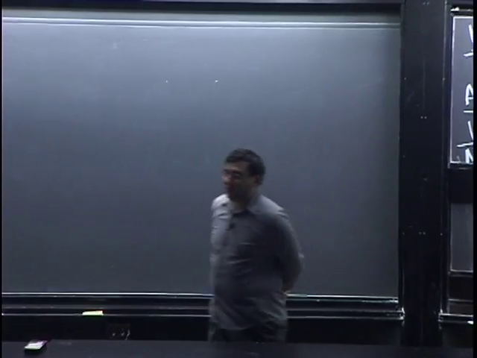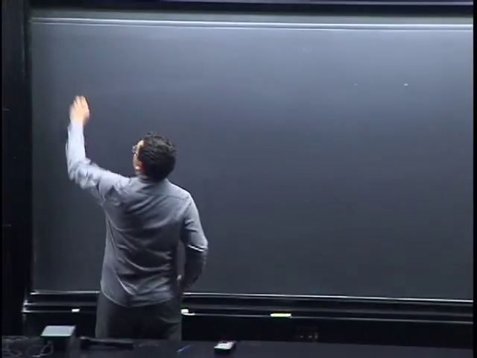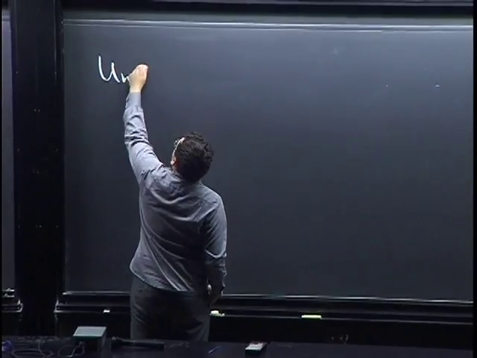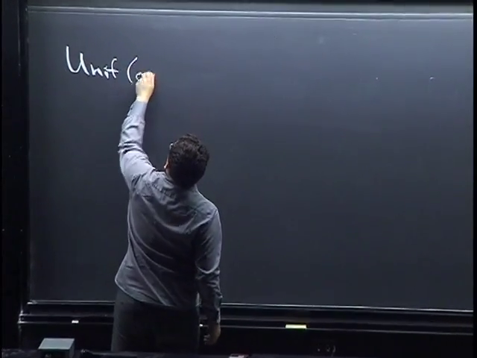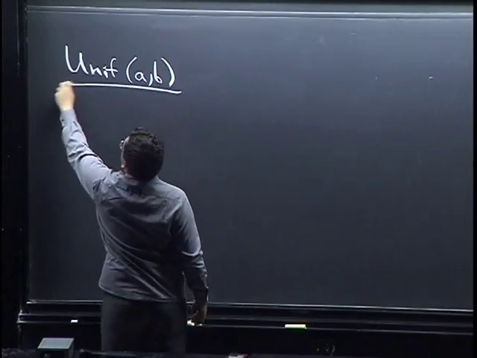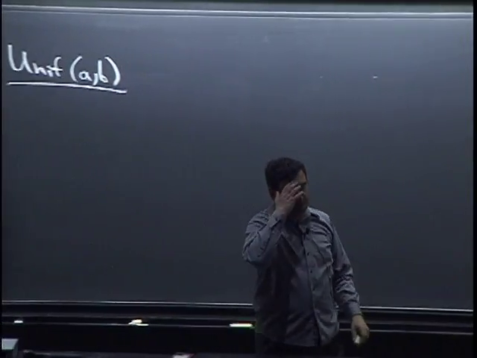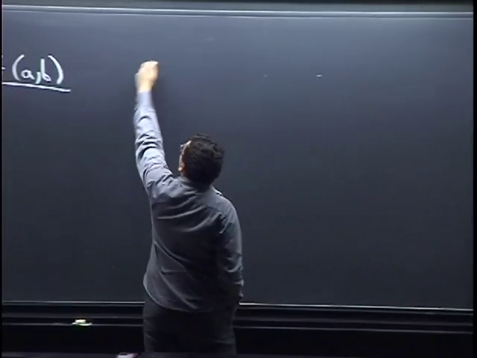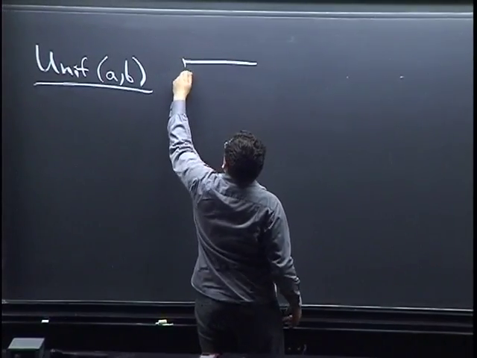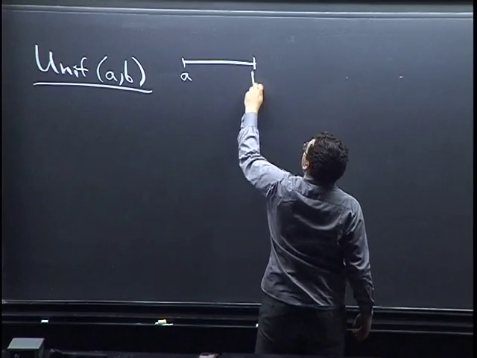Let's start with the uniform. So here's the uniform distribution on some interval from A to B. Let's say here's A, here's B.